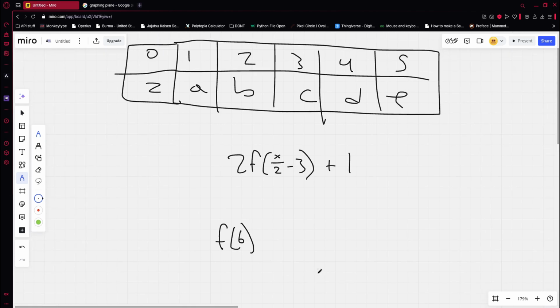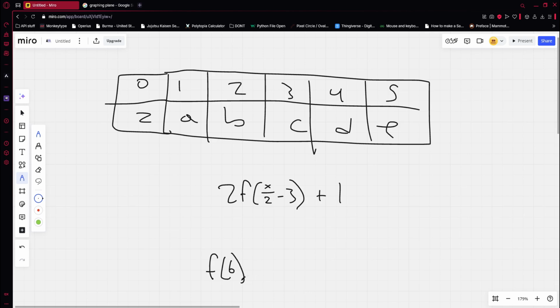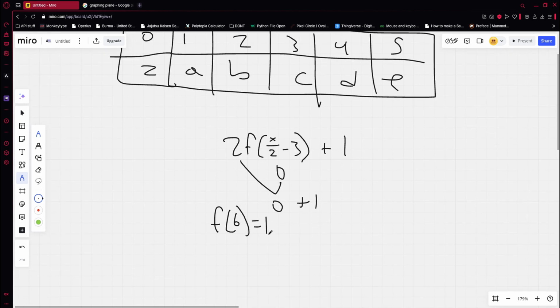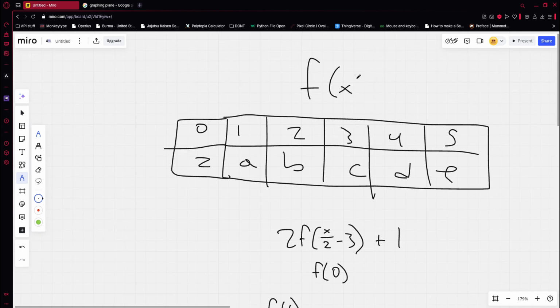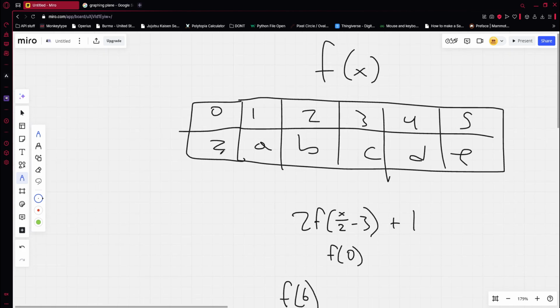Then the really intuitive way to solve this is go, okay, well, 6 over 2 is 3. 3 minus 3 is 0. And then, so this is 0. 2 times 0 is 0, and then 0 plus 1 is 1. So it's 1, right? But you forgot about the f. So really, what you end up with is, yes, 6 over 2 is 3. Minus 3 is 0. But you end up with f of 0. F of 0, this is a table of f of x. F of 0 is equal to z.